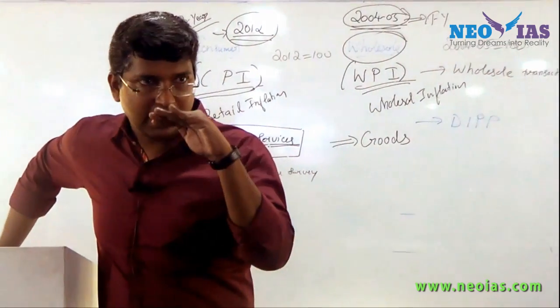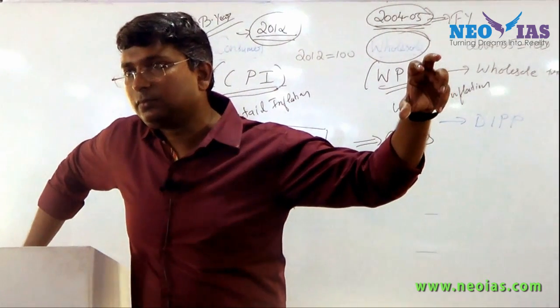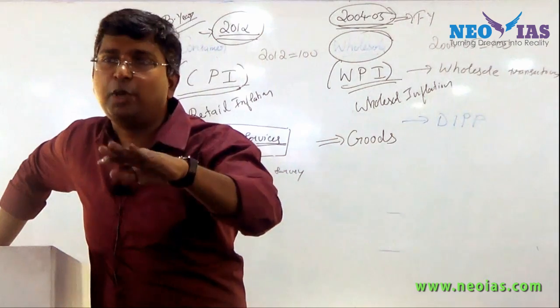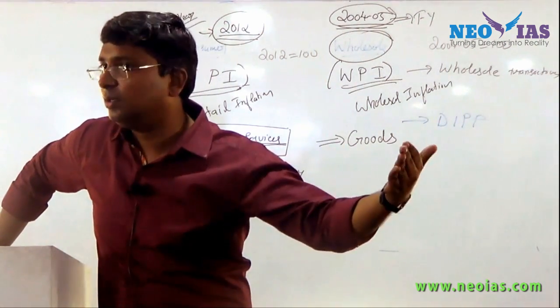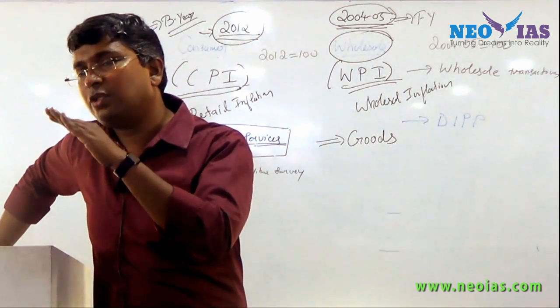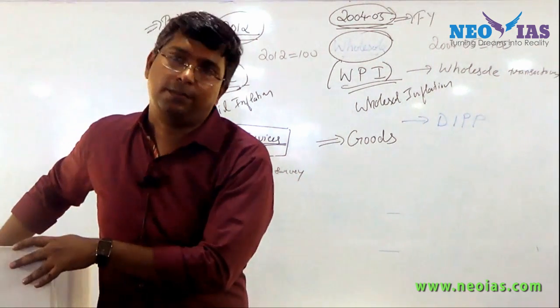Earlier I told you there were consumer price indices for industrial workers and for urban non-manual employees. Now that is not there; it is subsumed with the consumer price index for industrial workers. It's there in the material, you just go through it. Then there used to be a consumer price index for agricultural labor and rural worker.